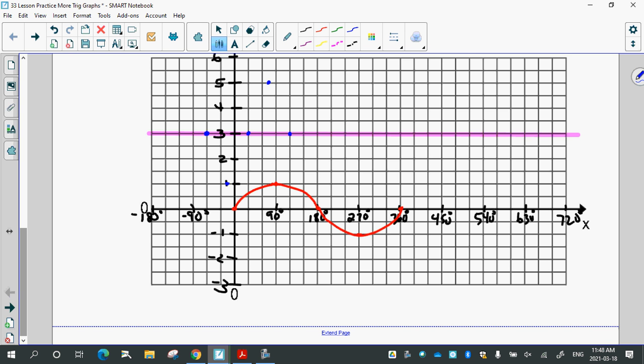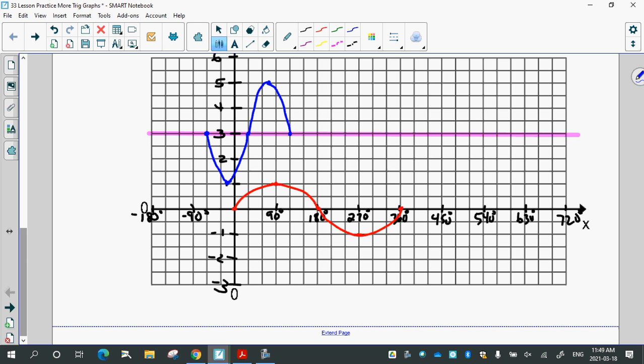So I'm going to draw it in and then compare it to my words. So is there a vertical reflection? Yes, this one goes up first, this one goes down first. Is there a vertical stretch? Yep, it takes up twice as much space vertically as this one does. Horizontal compression? Yep, it takes up half as much space horizontally as this one does. Shifted left, yep, you can see that, and up, yep, you can see that.